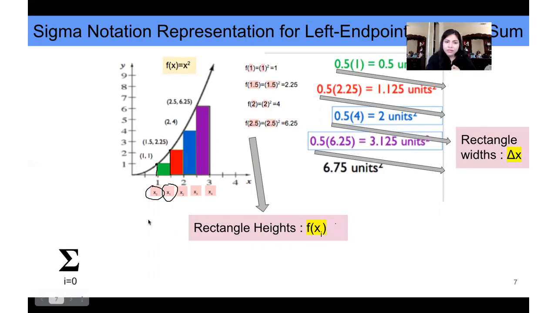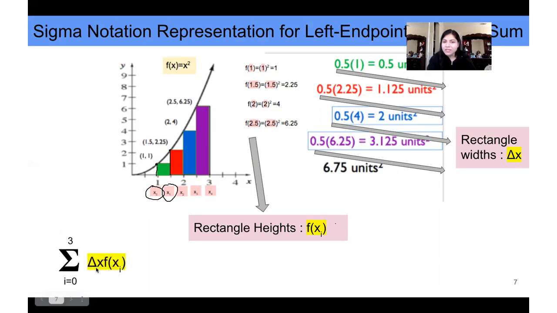And we start at 0 because our first subscript input was 0, and our last subscript input was x sub 3 right here. So that's the last upper left-hand corner. That will stop at 3. And then here goes our formula, which is base times height of the rectangle.